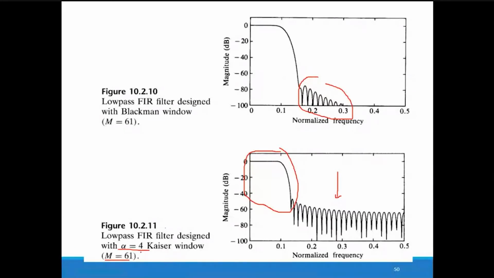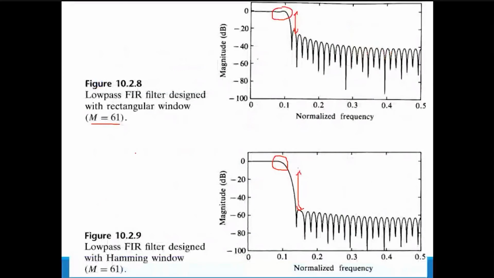So these are the graphs with the different windows. So let us discuss all this. First one is the low pass filter design with rectangular window.